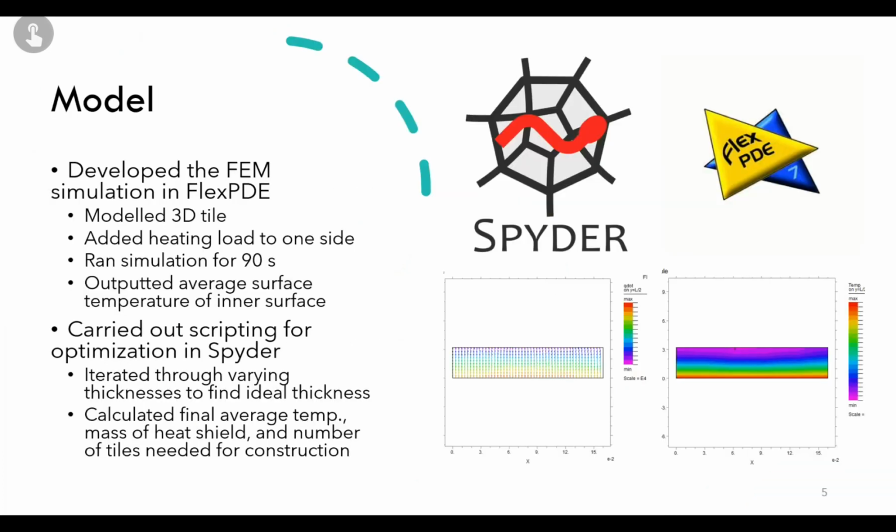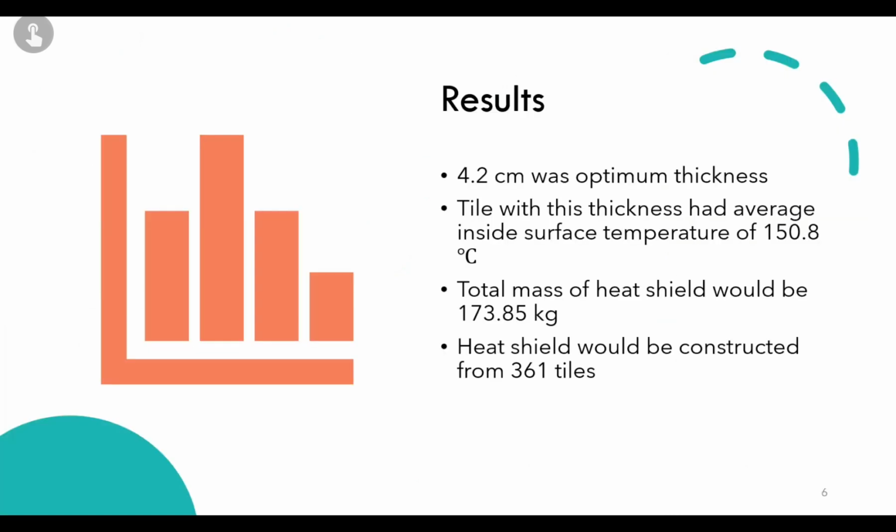Okay, so next, FlexPDE and Spyder are two of the software packages that I used to come up with my mathematical models. So in FlexPDE, I modeled a 3D tile, added the heating load corresponding to the equation in the previous slide to one side, ran the simulation for a time of 90 seconds, and then outputted the average surface temperature of the inner surface. And then in Spyder, I iterated through different thicknesses, found the ideal thickness, and then calculated the final average temperature on the inside surface, the mass of the heat shield, and the number of tiles needed for construction of this heat shield.